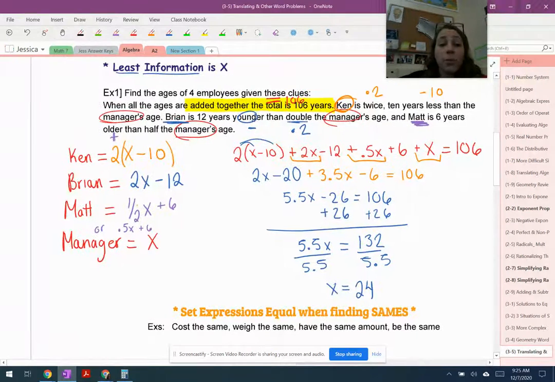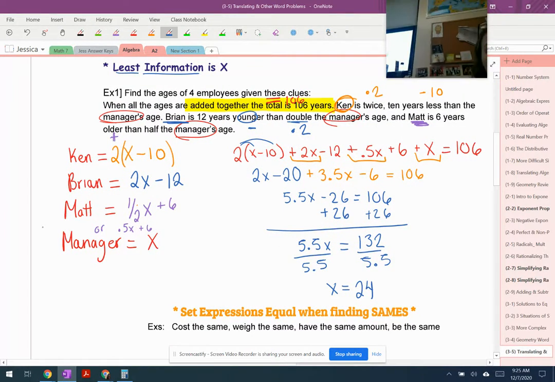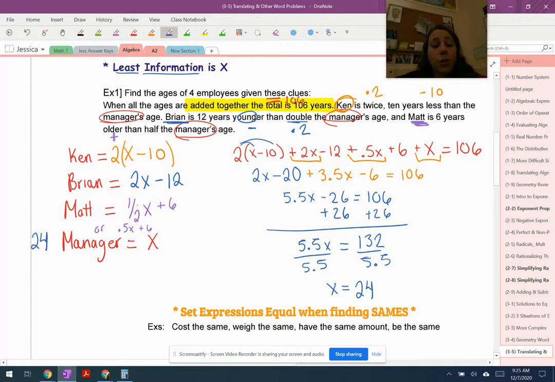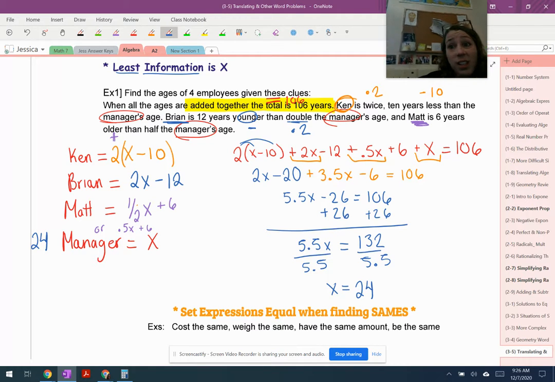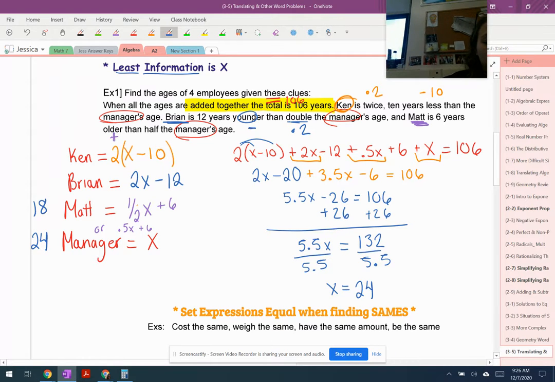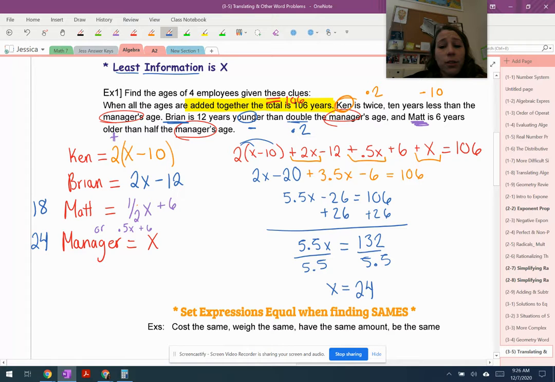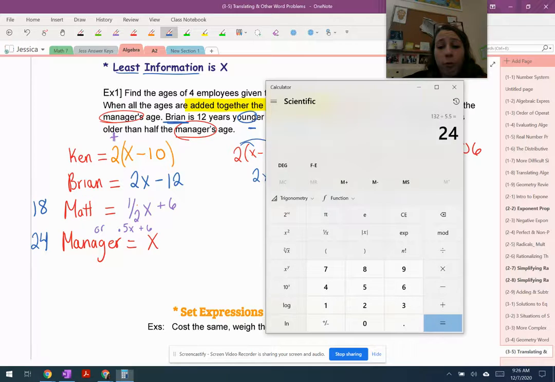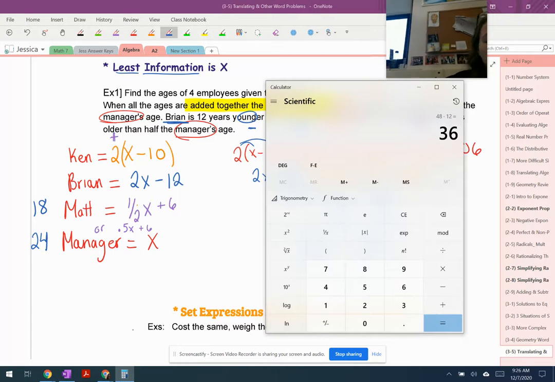So again, x is equal to 24, and the question was asking me to find the ages of all 4 employees. We haven't. We've just found the age of the manager. So the manager is 24, but we need to use that to find the rest. So if Matt is half of the manager plus 6, half of 24 is 12, plus 6 is 18. Brian, 2 times 24 would be 48, and 48 minus 12 would give me 36.